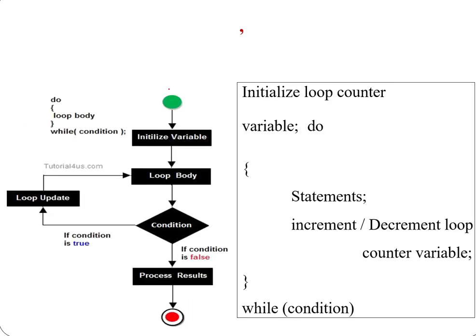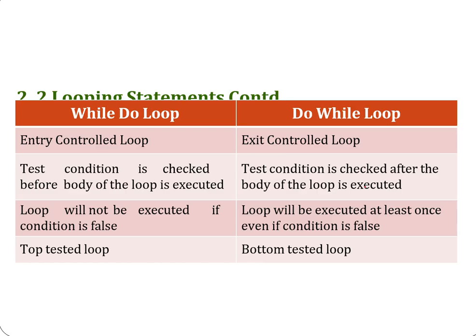Okay, so this is the flow diagram. Initialize some variable and it will execute the loop body, and then it will check for the condition. If the condition is false, it will go for termination. Otherwise, it will go ahead and update the loop variable, and then it will continue with the loop body. Okay, we'll see an example.